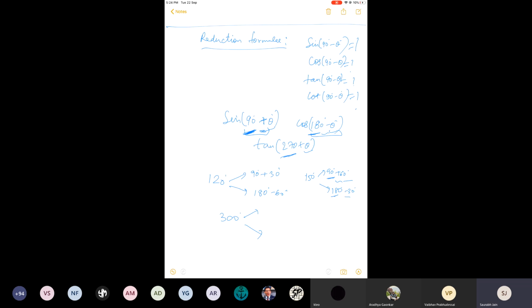See, also try to locate the quadrant of the angle. See, 120 degree is in second quadrant. Note this. So 120 is in second quadrant. So either it will be greater than 90 or it will be less than 180, right? Because in second quadrant, angle is from 90 to 180. So I can write it as 90 plus or 180 minus. Same is the case for 150 degree. But 300 degree, this is in fourth quadrant. In fourth quadrant, angles move from 270 to 360. So either I can write it as 270 plus 30 or I can write it as 360 minus 60. I hope you are getting it.